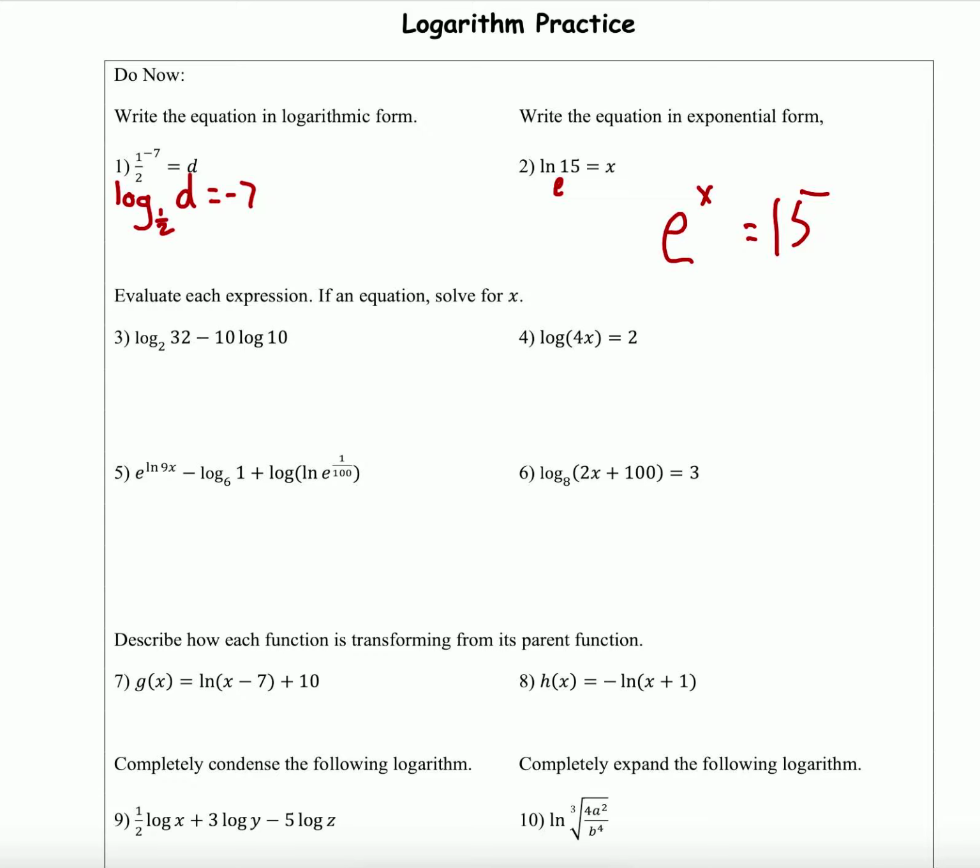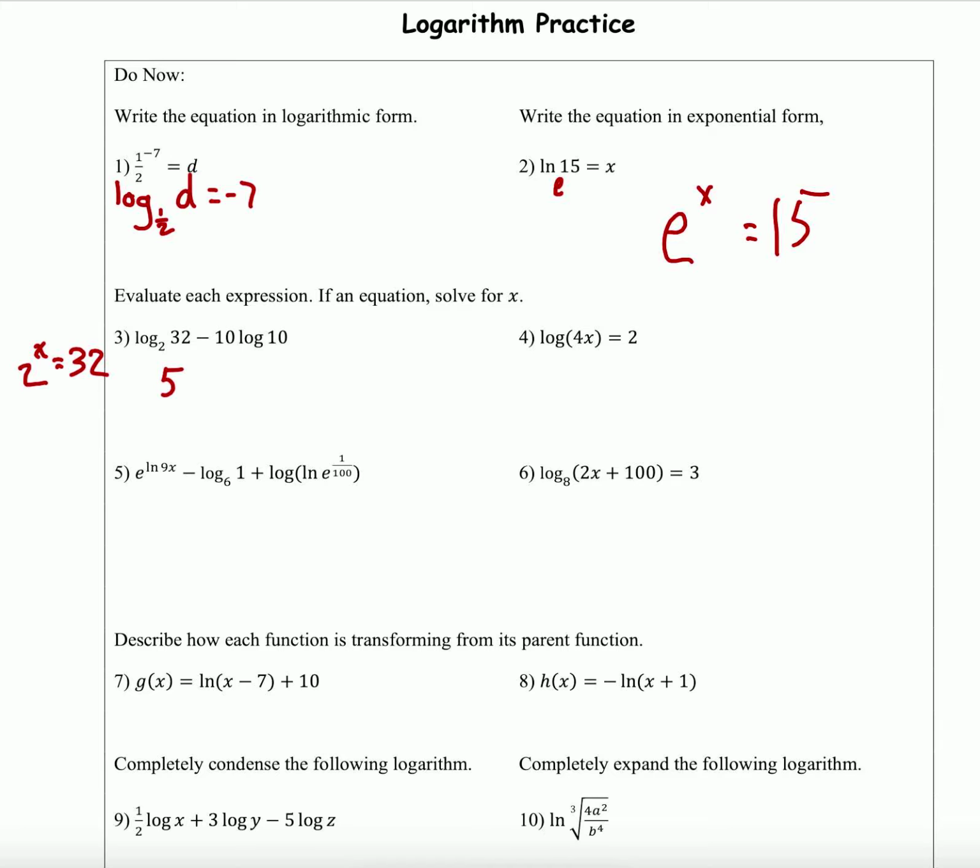So now we're going to evaluate each expression. So let's take a look at number 3, or if it's an equation, solve for x. So 3 is an expression. It does not have an equal sign. So I want to figure out what log base 2 of 32 is first. So what is the exponent that would go on our base of 2 to get a 32? So overall inside, I'm going to say 2 to the x power equals 32. I'm going to think about it. Well, that would be 5. So it would be 5.